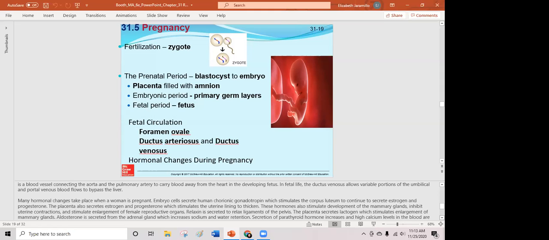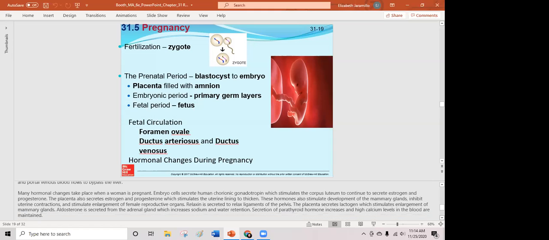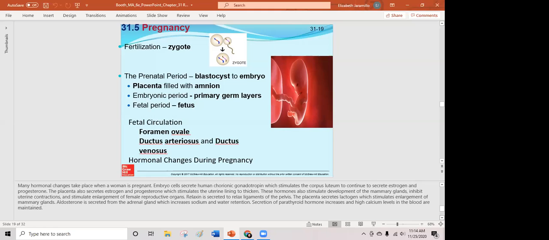These hormones also stimulate development of the mammary glands, inhibit uterine contractions, right? We don't want to have any contractions while we're pregnant unless we're ready to deliver. And stimulate enlargement of the female reproductive organs, right? So then that way we can start stretching out, making some room. Relaxin is secreted to relax ligaments of the pelvis, right? The placenta secretes lactogen, which stimulates enlargement of the mammary glands.